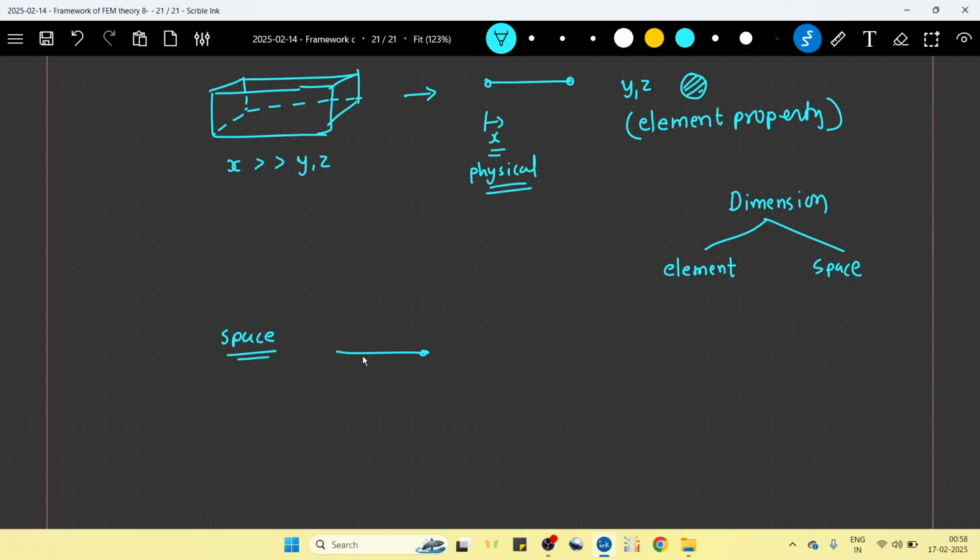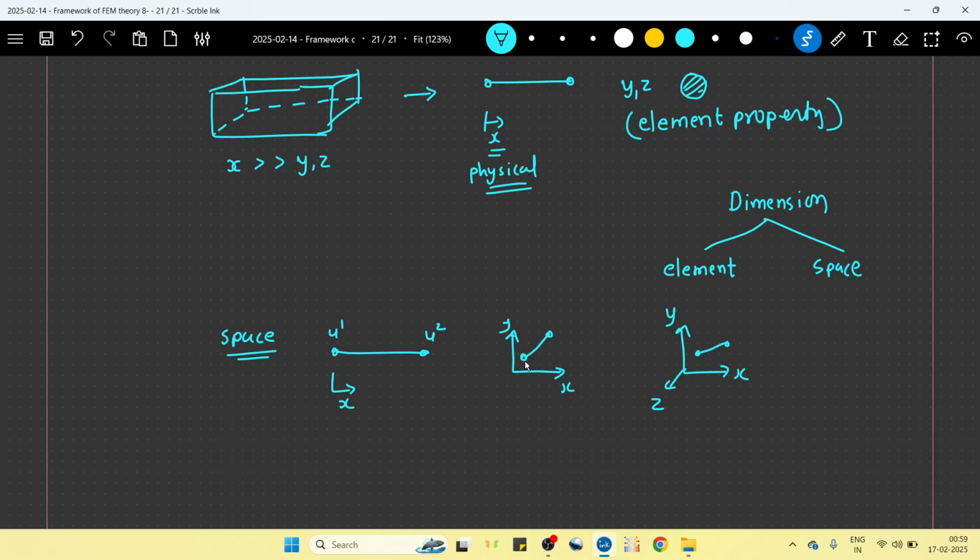For example, like this, only x coordinate. This 1D element can be in 2D space as well, and similarly it can be in 3D space as well. So in 1D it has only ux, right? So u1 and u2.